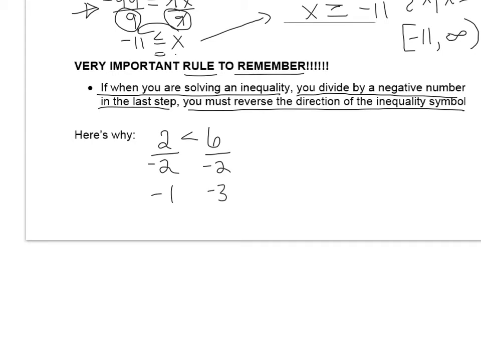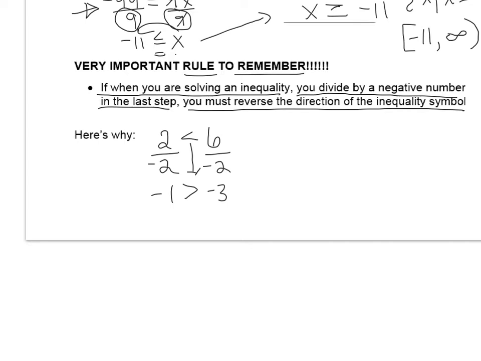Would it make sense to keep the inequality symbol the same way as it was in the original statement? Well, it wouldn't, because negative 1 is not less than negative 3. Negative 1 is actually closer to the positive numbers than negative 3 is. So that's why when you divide by a negative number, you have to reverse the inequality symbol. Negative 1 is actually greater than negative 3.